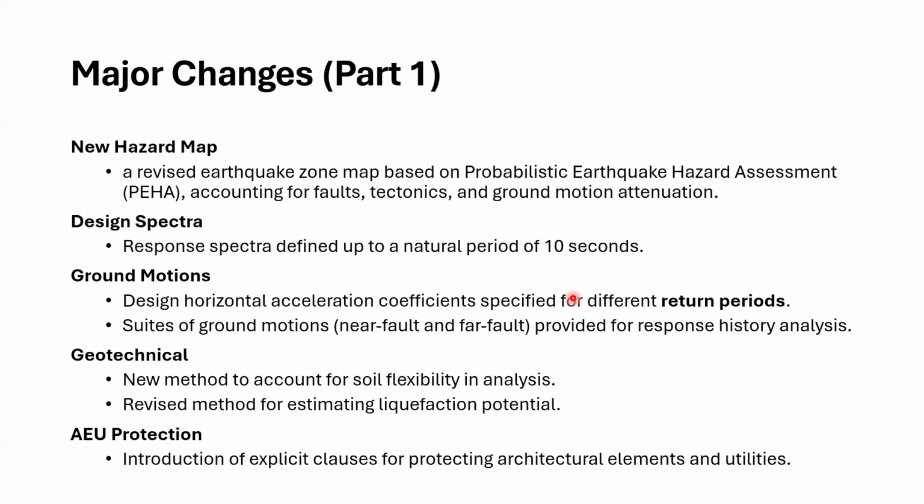So the major changes from the previous version of the code will be the new hazard map. A huge amount of work has gone through this: a revised earthquake zone map based on probabilistic earthquake hazard assessment, accounting for faults, tectonics, and ground motion attenuations. They have developed it involving some 1.5 million earthquake records. This has been generated, and I think this is also available as a database for those who are interested, on the BIS website.